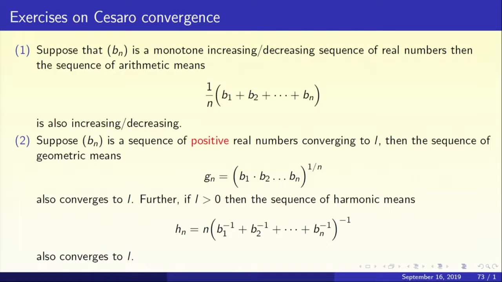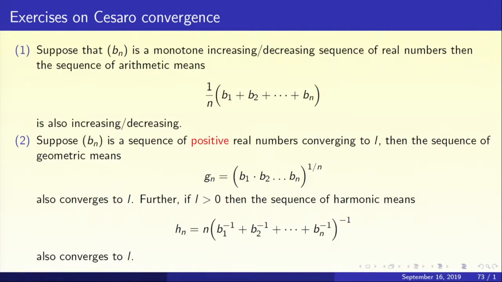Now, suppose I take a sequence bn of positive real numbers. This time I want the numbers to be positive, and I take the geometric mean of these numbers. What is the geometric mean? Take the product of the first n numbers b1, b2, ..., bn, and take the nth root. Call it gn. Gn is called the geometric mean of b1, b2, ..., bn. Then the geometric mean will also converge to L if bn converges to L.